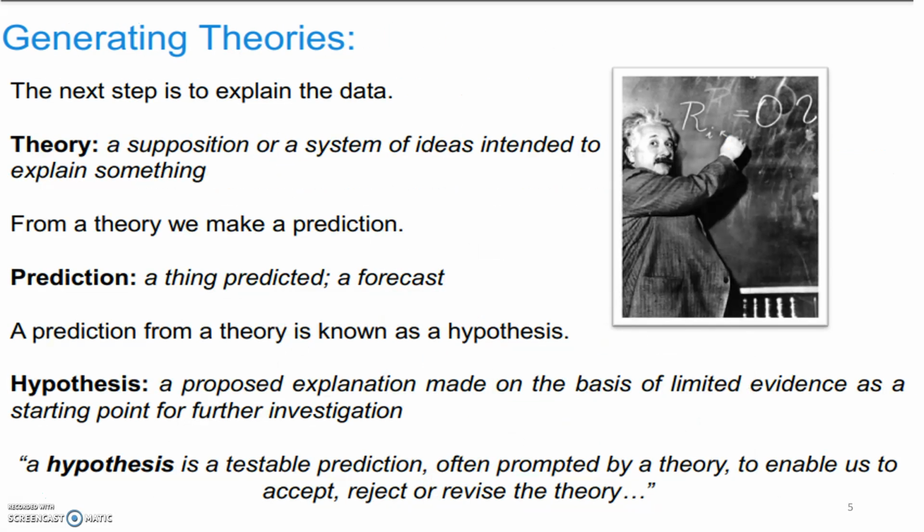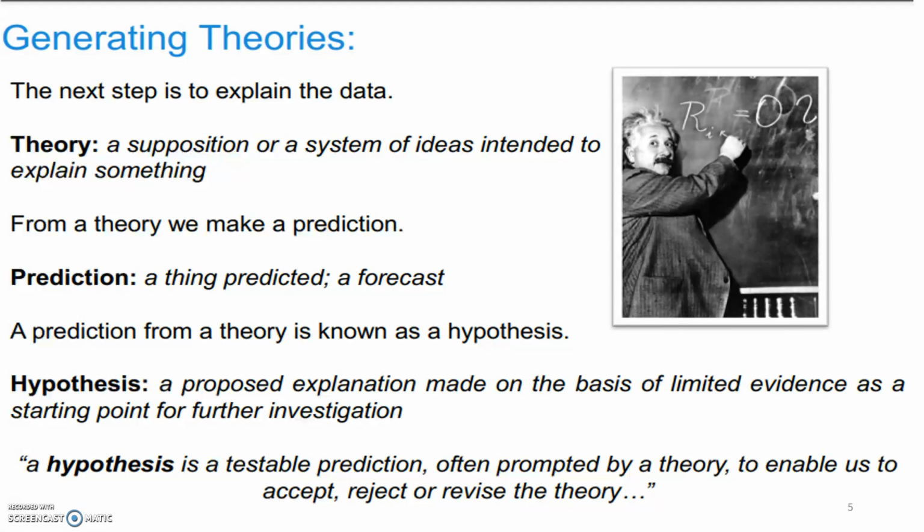So a theory is a supposition or a system of ideas intended to explain something. From a theory, we make a prediction. A prediction is a thing predicted or forecast based on our theory. A prediction from a theory is known as a hypothesis.